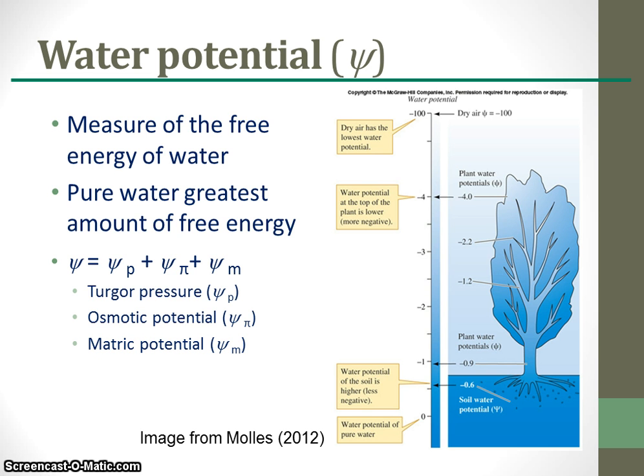Water moves from an area of positive water potential, for example inside a leaf, to an area of more negative water potential, for example the atmosphere. The overall plant water potential is due to a combination of factors, including turgor pressure, which is the force exerted outward on a cell wall by the water contained in the cell, osmotic potential, which is due to solute concentrations in cells, and matrix potential, which is due to the attractive forces of cell walls.